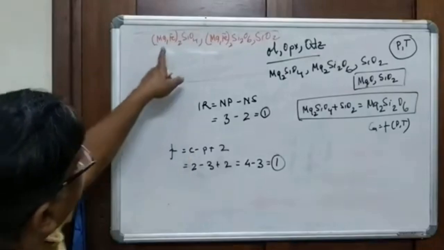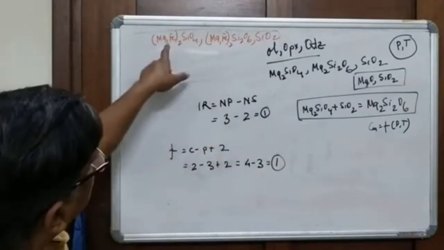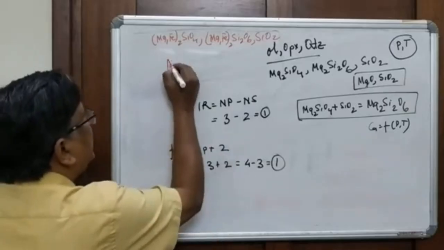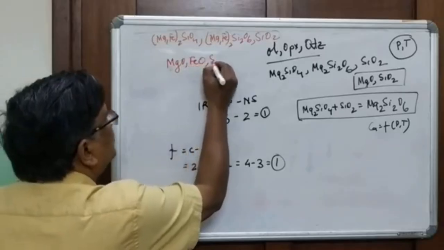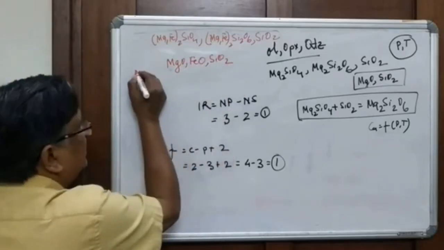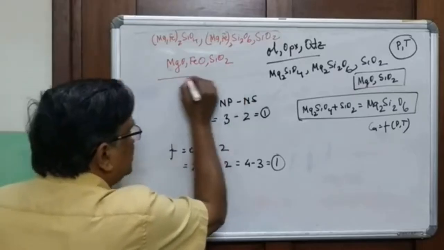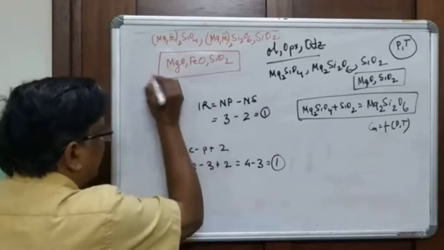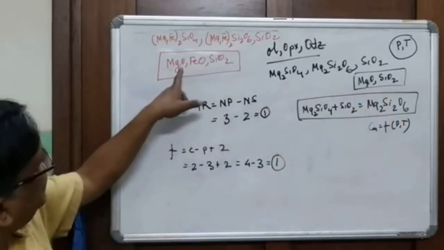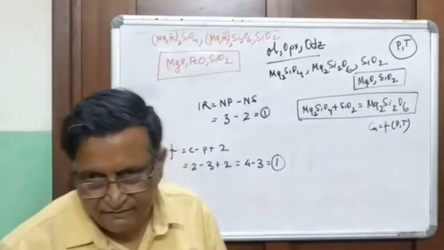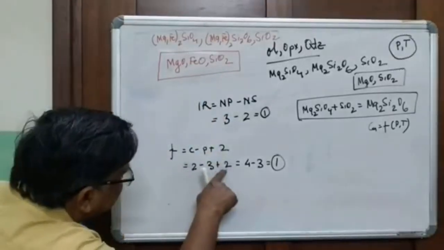If you do that, then you can see from this that you have three system components: MgO, FeO and SiO2. Have you understood? So there is a difference. What is the difference? Here it was MgO and SiO2. Now we have three phase components and three system components.